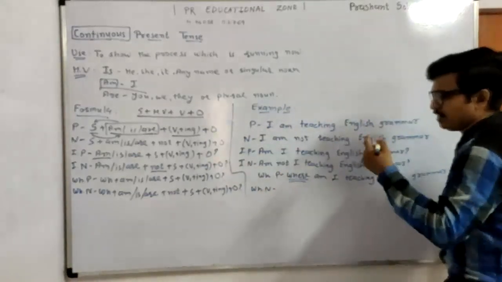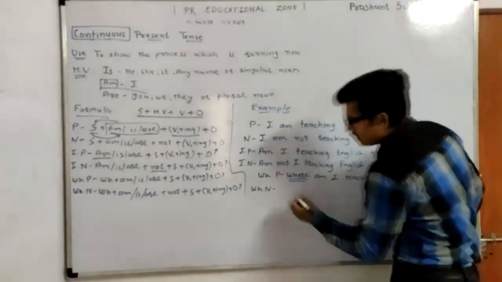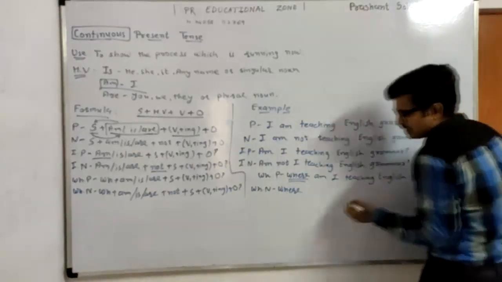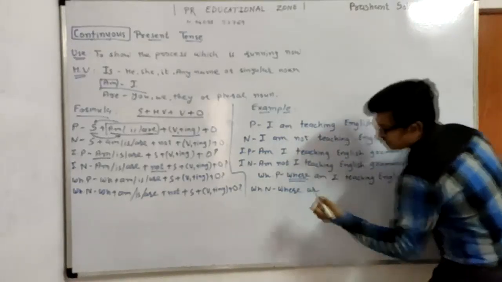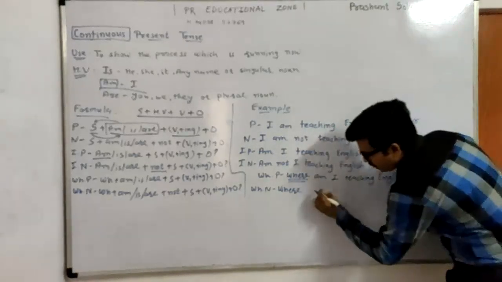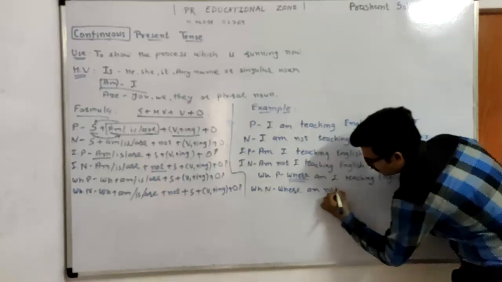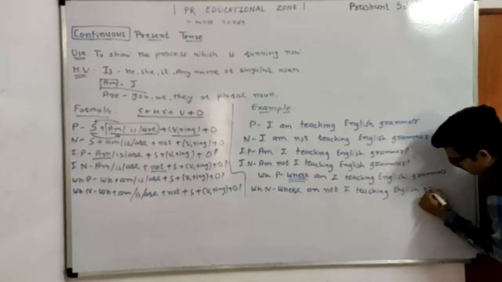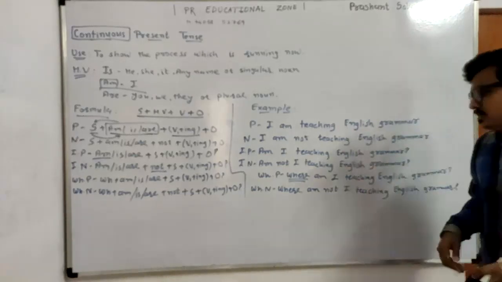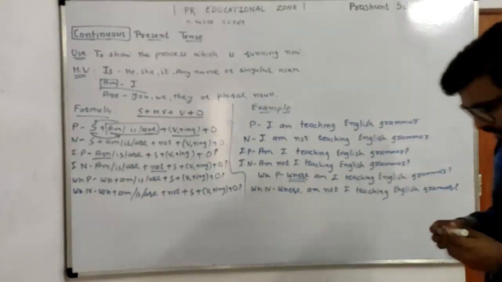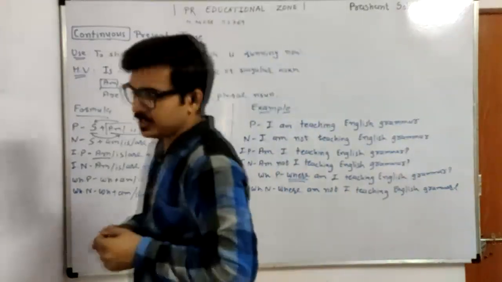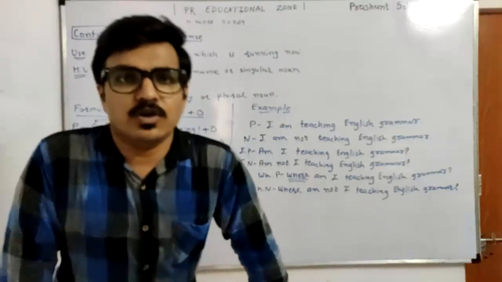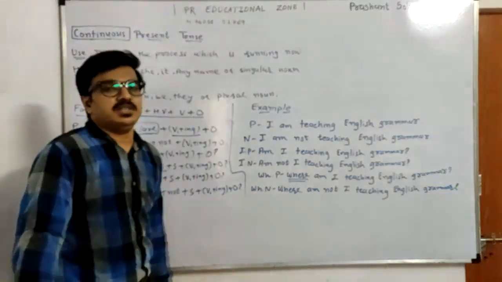And now we are going for the WH negative. It is also the same as the interrogative negative, but we will put a WH word first and then we will put the rest as it is in the interrogative negative. Where am not I teaching English grammar? And a question mark. So here we have completed our present continuous tense, and in the next lecture we will go for the past continuous tense.